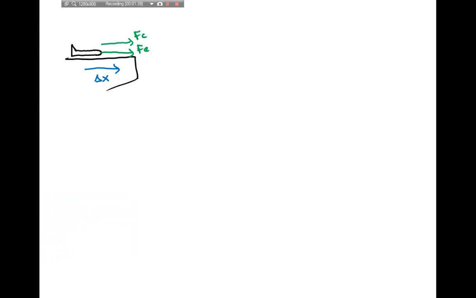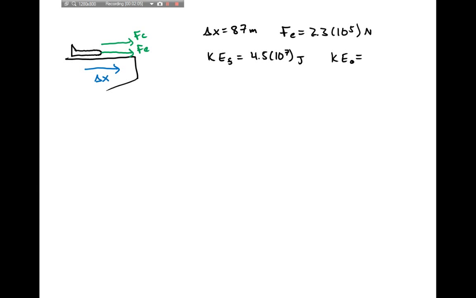And we're told the distance that the jet moves down the runway is 87 meters. We're also told the force that the engine exerts on the jet is 2.3 times 10 to the 5th newtons. We're told that the final kinetic energy of the jet is 4.5 times 10 to the 7 joules. And we're also told that the initial kinetic energy, because the plane starts from rest, is 0 joules. And what we're asked to do is calculate the work that's done by the catapult.